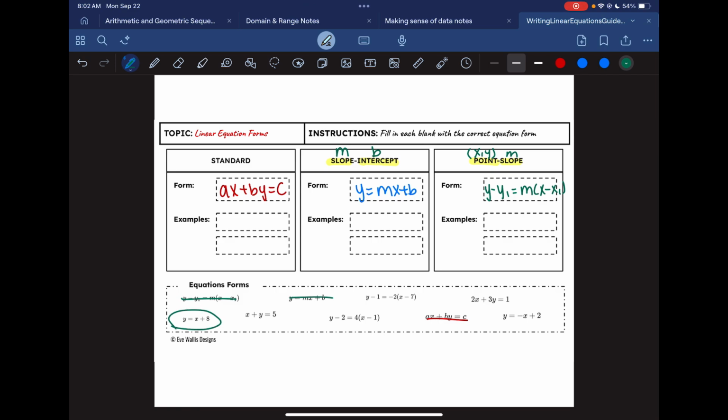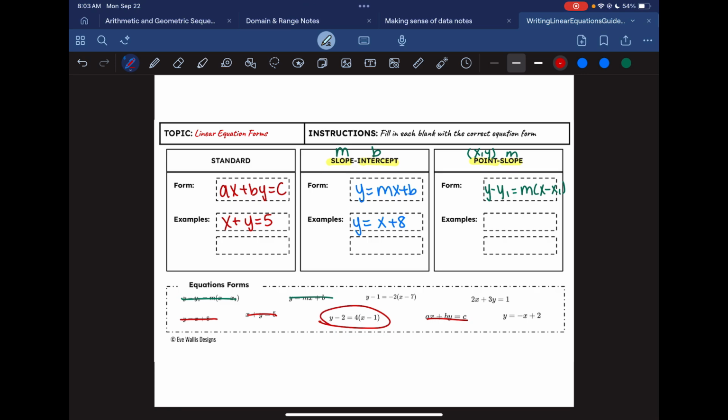I'm going to start with this one. Y equals x plus 8. That looks like slope-intercept form, y equals mx plus b. So we're going to write that one right here. Y equals x plus 8. The next one we can look at is x plus y equals 5. To me, that looks like ax plus by equals c, which is standard form. And then, let's cross those out.